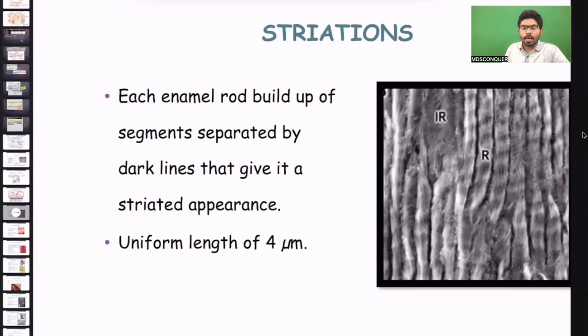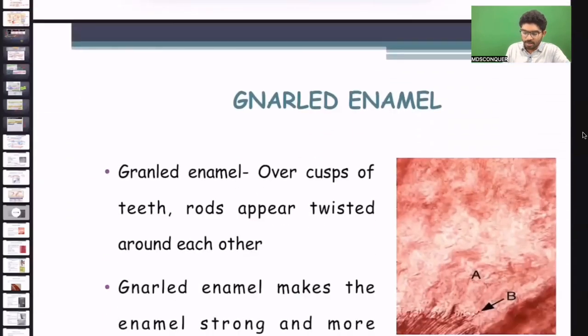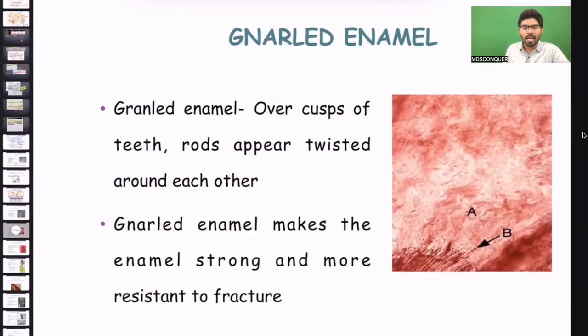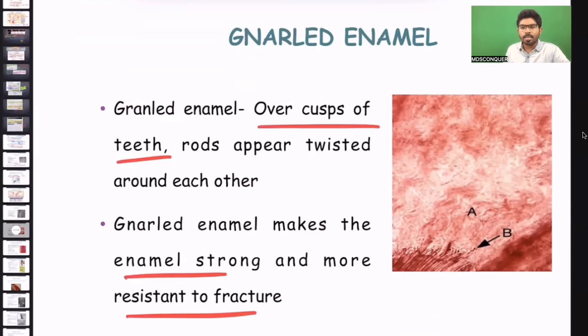Striations: enamel rods are built up of segments separated by dark lines that give a striated appearance. The uniform length of 4 microns is seen. Gnarled enamel, you are familiar, right? They can ask you a diagram-based question also. Gnarled enamel is most commonly seen over the cusps of the teeth, where the enamel rods appear to be twisted around each other. This makes enamel very strong at those areas, and that gives resistance to fracture of the enamel.